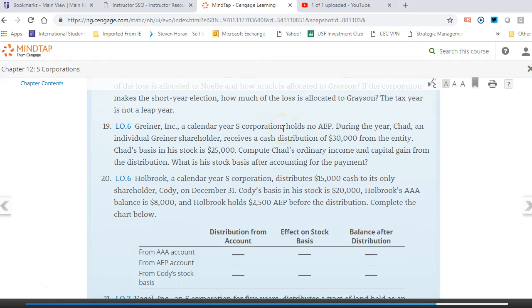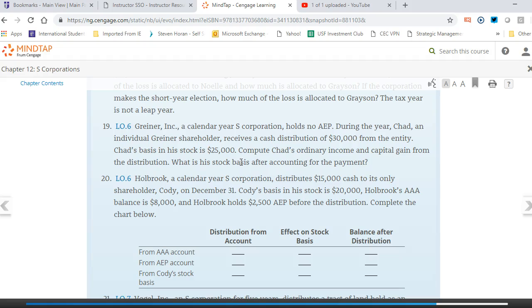Question 19. With this one, Grenier Inc., a calendar year S Corp, holds no AEP. During the year, Chad, an individual Grenier shareholder, receives a cash distribution of $30,000 from the entity. His basis is 25. Compute his ordinary income and capital gain. What is his basis after the payment? This is as straightforward as they get. There are no twists or turns with this one.